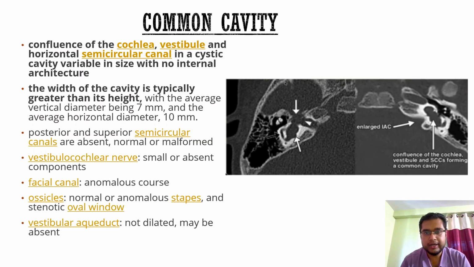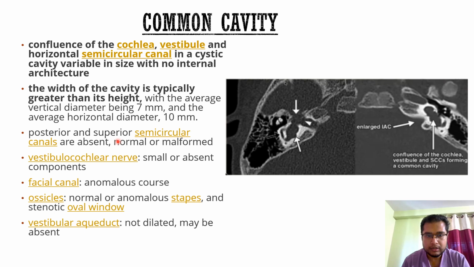Now coming to an inner ear malformation called the common cavity. So what exactly do we mean by common cavity? Common cavity means there is a confluence of the cochlea, vestibule, and horizontal semicircular canal in a cystic cavity of variable size and no internal architecture. And the internal acoustic meatus opens just in the middle of the cystic cavity. So there is no differentiation between the cochlea and the vestibule. There is just a common cavity.